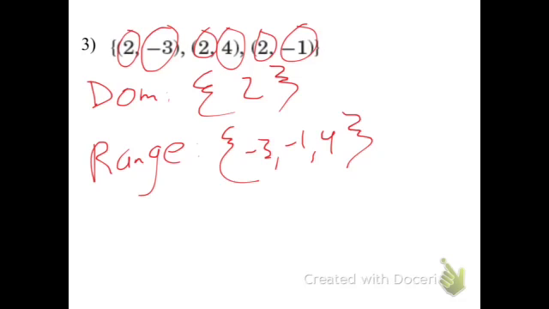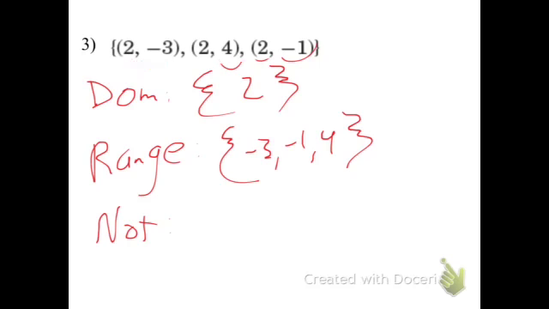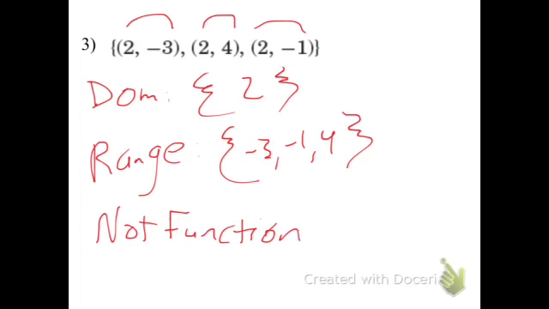Next question is whether or not it is a function. This one, again, is not a function. And that's because if you look at your points here, 2 gets assigned to 3, 2 gets assigned to 4, 2 gets assigned -1. It gets assigned multiple things. That makes it not a function. Okay? Not a function, because 2 gets assigned multiple different outputs.